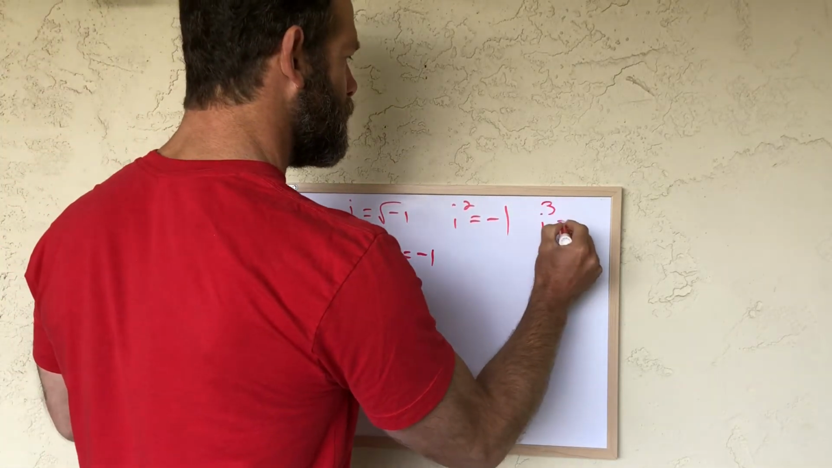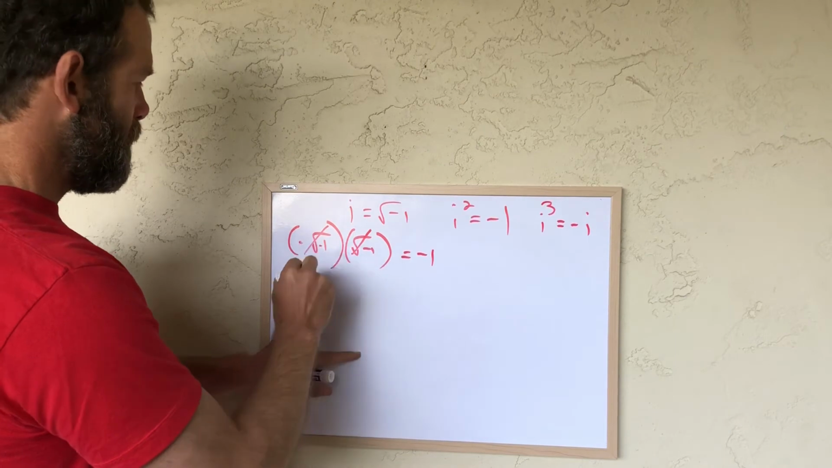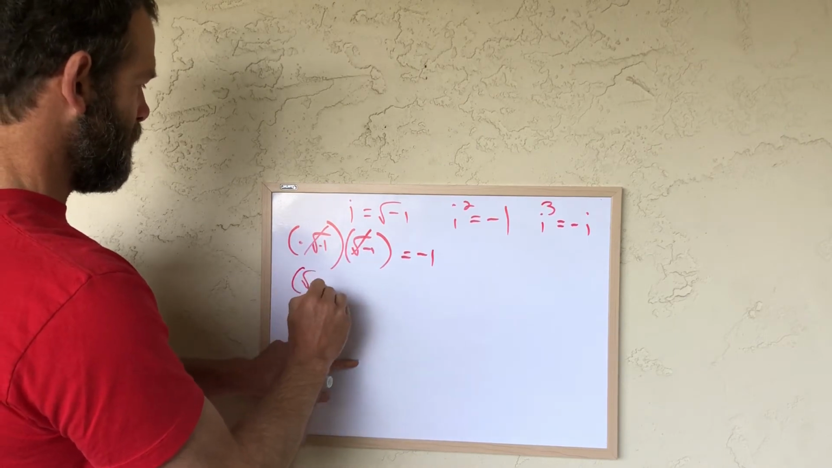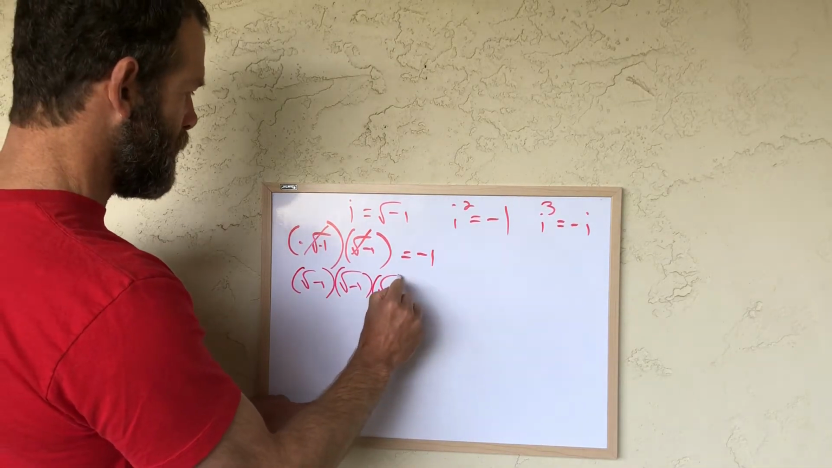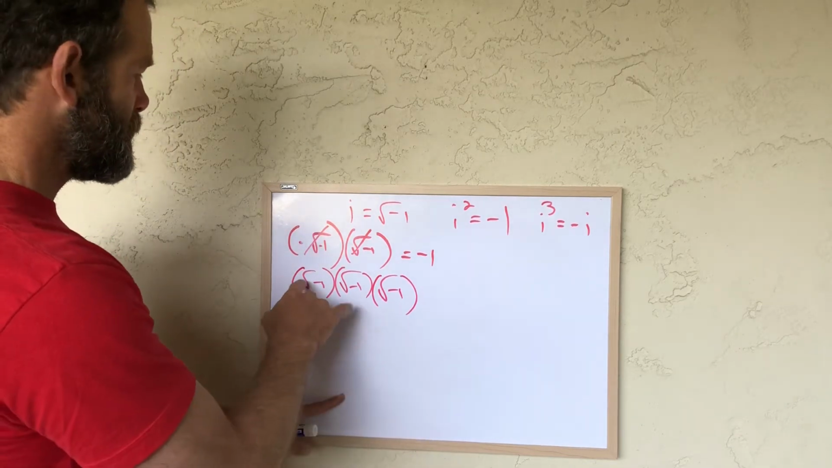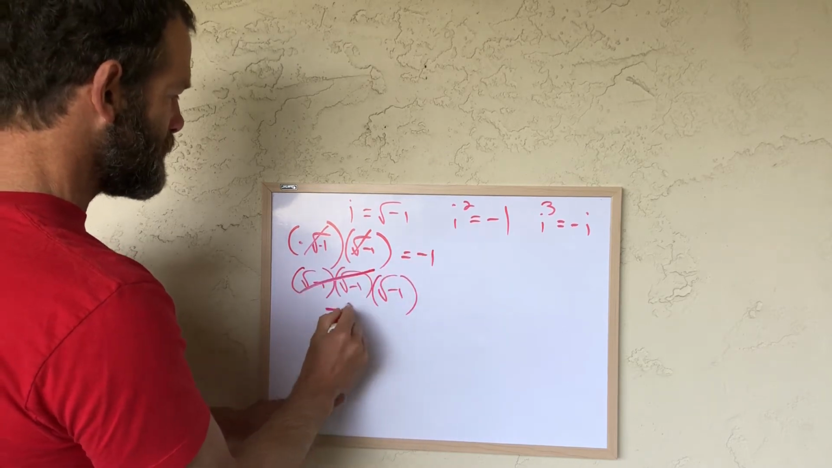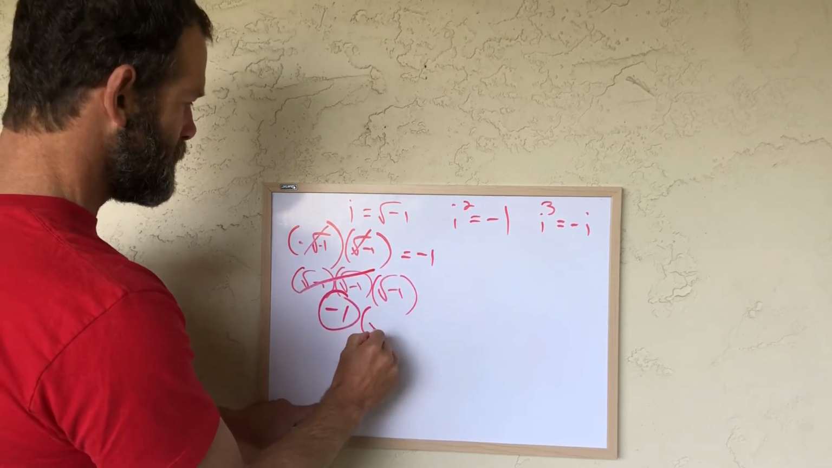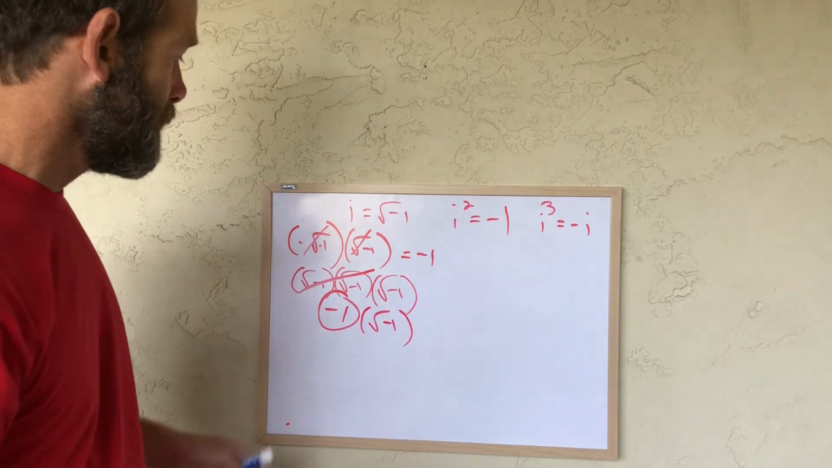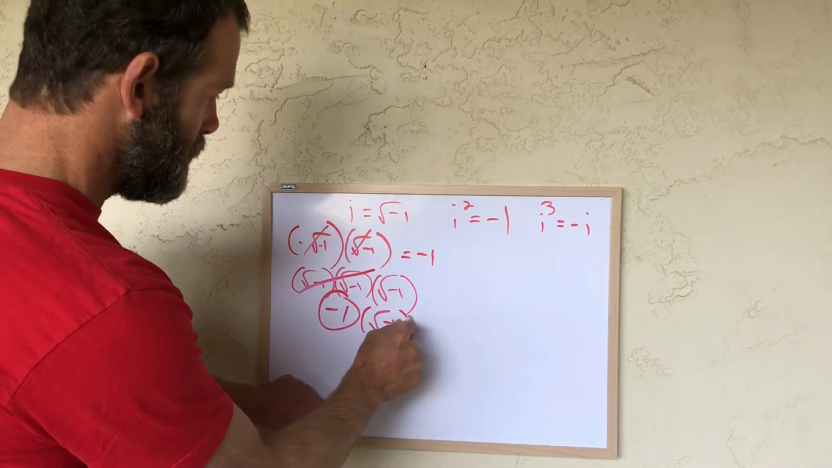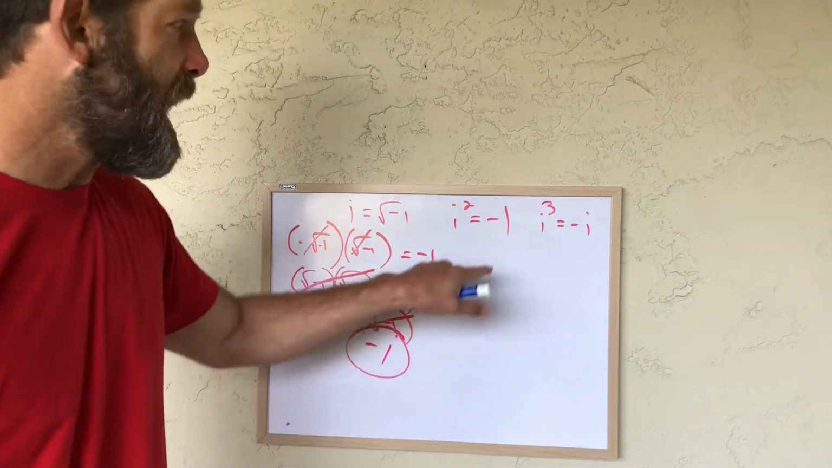i to the third is equal to -i. I'll show you why. Let's say we have the square root of -1 times the square root of -1 times the square root of -1. That's i to the third. The square root of -1 times the square root of -1, these two cancel out to -1, times the square root of -1. I know it's kind of crazy, but if I've lost you, rewind it. So what is the square root of -1? It's i. -1 times i is -i. See how it's -i? i to the third is -i.